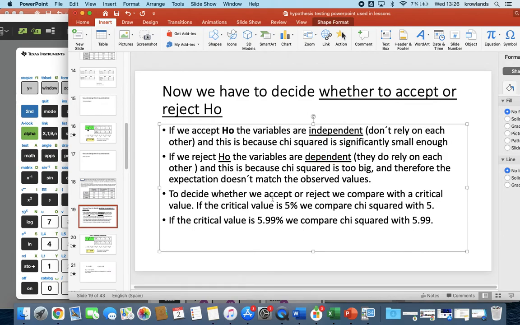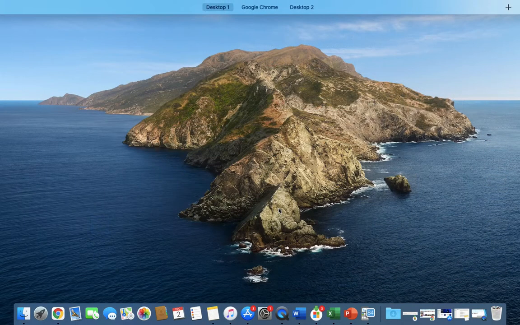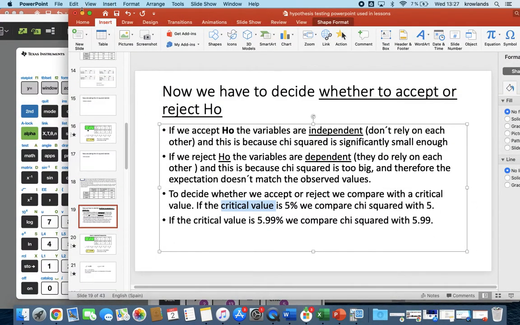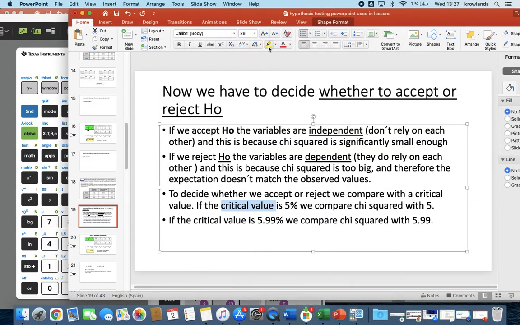For example, we're going to compare it to a critical value. The critical value is not going to make a lot of sense to you today, but we'll go into it in more depth next lesson. The critical value is something we need to compare to the chi-squared. So it might be given as 5% in the exam question, and we need to compare it with a chi-squared value.